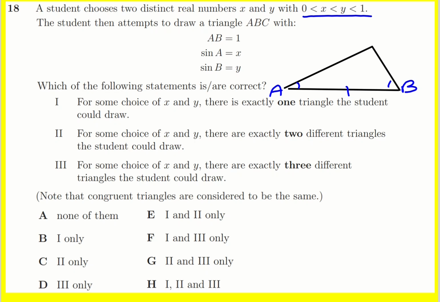This between 0 and 1 makes sense because we're going to be looking at this part of the sine curve. So the angle could be acute or obtuse, but not beyond. And we have to have y bigger. So let's just go for it. Let's just go with some nice values.